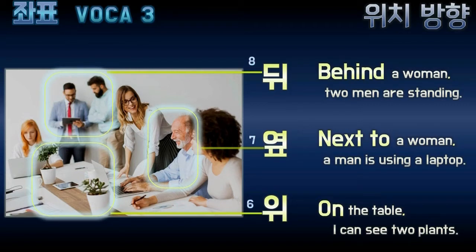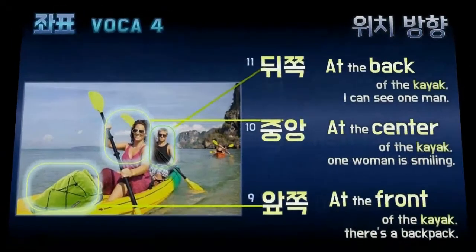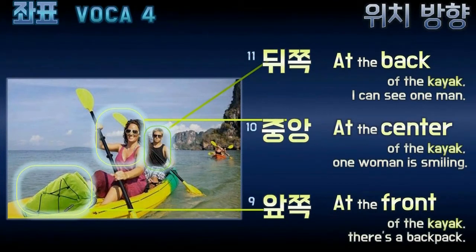Next to a woman, a man is using a laptop. Behind a woman, two men are standing. At the front of the kayak, there's a backpack.